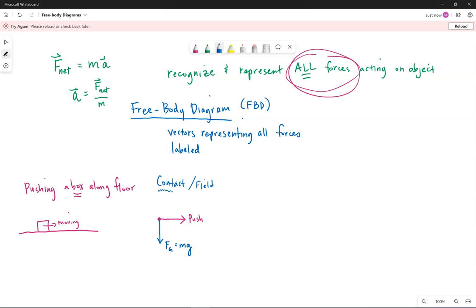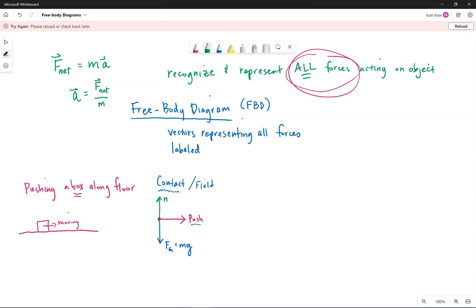Any other forces the box might be experiencing fall into this contact category. The pushing force that I've already drawn is a contact force. It's because my hands are on the box and I personally am pushing the box. But the box is also in contact with the floor. Well, the floor is a surface, so there has to be a normal force upwards from the floor. The floor is pushing up on the box.